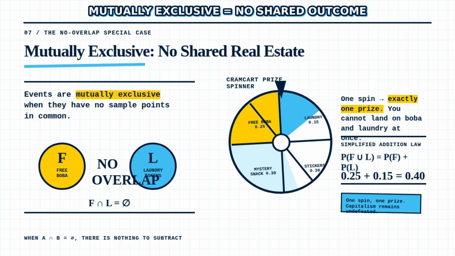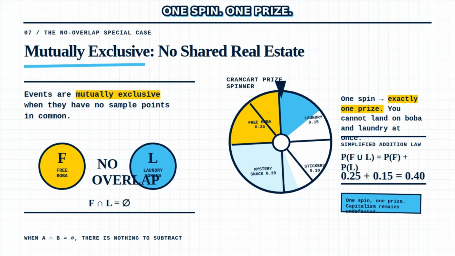There is one useful special case. Events are mutually exclusive when they cannot happen together, so their intersection is empty. Imagine CramCart's prize spinner. On one spin, you can win free boba with probability 0.25, or laundry tokens with probability 0.15. One spin gives exactly 1 prize, so free boba and laundry tokens do not overlap. Since there's no shared middle to subtract, the addition law becomes simple addition. 0.25 plus 0.15 equals 0.40.